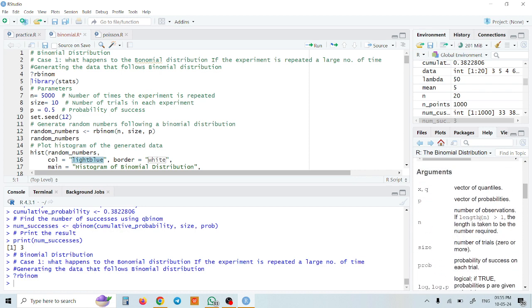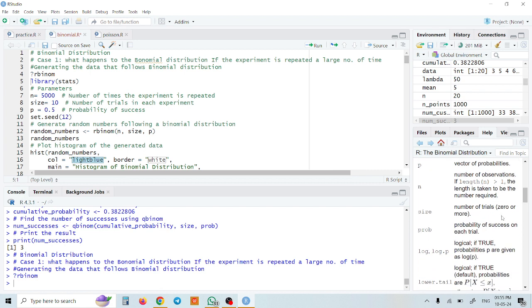n is the number of observations. If length of n is greater than 1, the length is taken to be the number required. Size is the number of trials, it can be 0 or more. Then p is the probability of success in each trial. So we'll put all these parameters one by one.